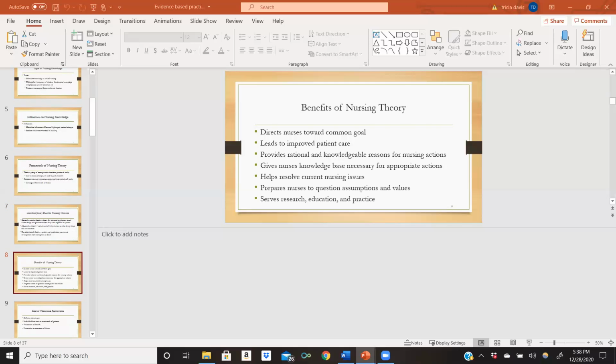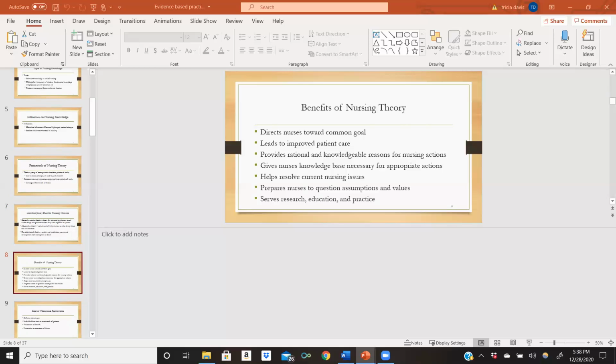Nursing theory provides rational and knowledgeable reasons for why we implement nursing interventions, and it's based on descriptions of what nursing is and what nurses do. Additionally, nursing theory gives the nurse the knowledge base necessary for acting and responding appropriately in nursing care situations. It provides a base for discussion and ideally helps current nursing issues.